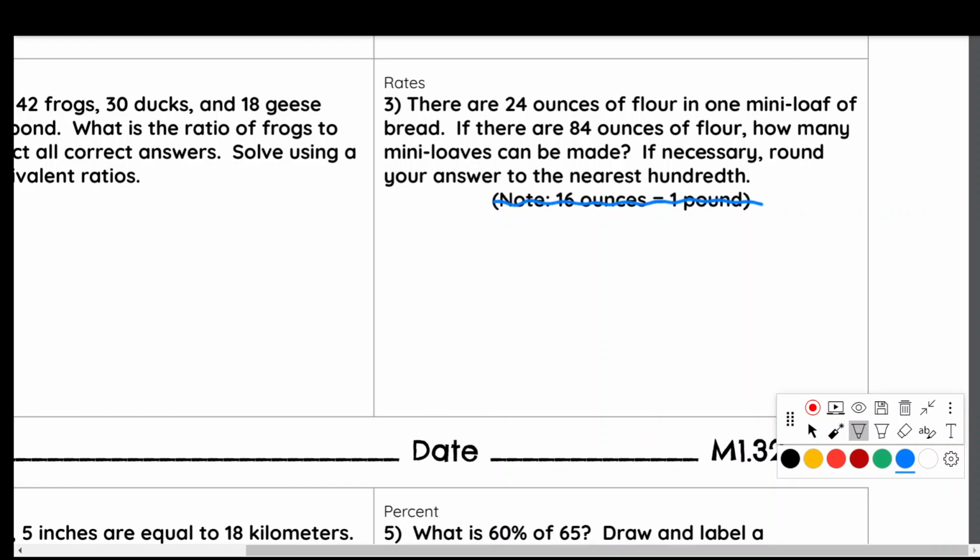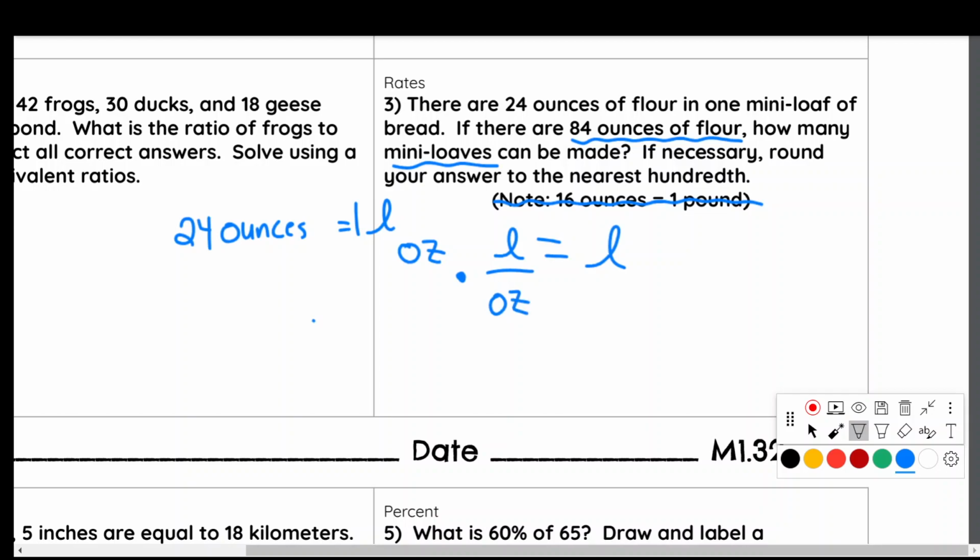I'm starting with 84 ounces of flour, so I'm starting with ounces, and I want to end with how many mini loaves I can make. I'll use an L for mini loaves, and I need to multiply by my conversion ratio of how many ounces it takes to make a mini loaf. And it says there are 24 ounces in one mini loaf. So I've got loaves divided by ounces.